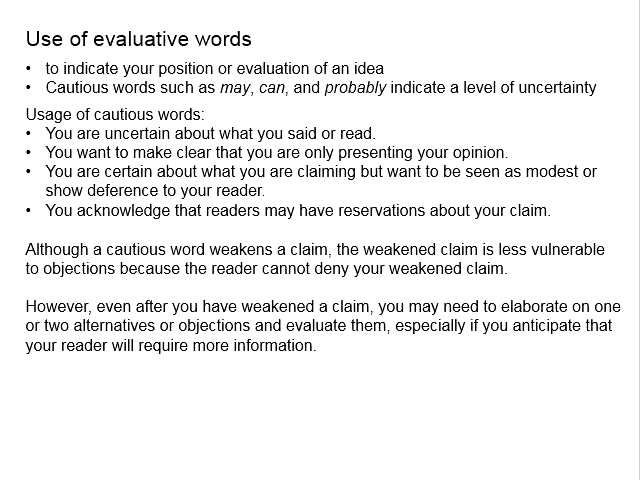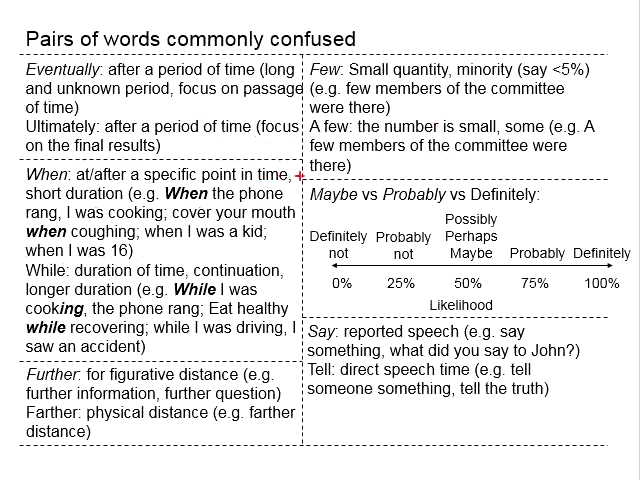Under such circumstances, you may use cautious words such as may, can, and probably in order to indicate a level of uncertainty. We have mentioned different levels of uncertainty as indicated by different words. If you have a 50-50 chance, you may use the words possibly, perhaps, and maybe. If you have a slightly higher confidence level, you can go for probably. If you are 100% sure, you can use definitely.